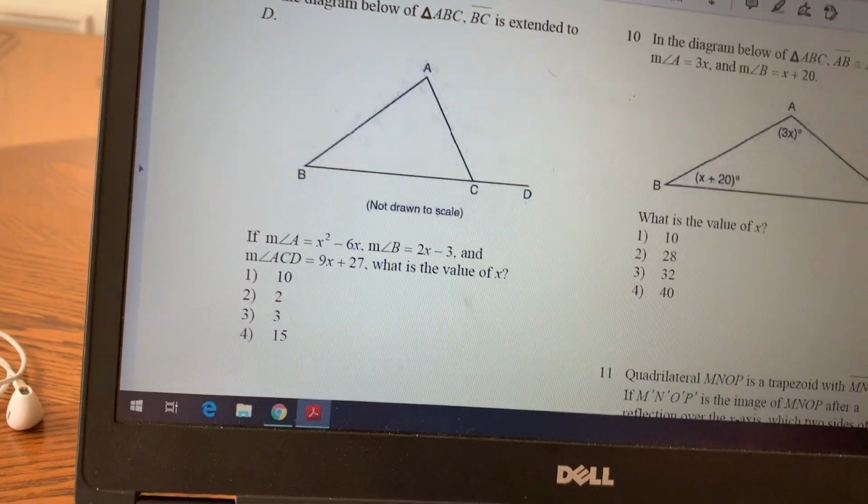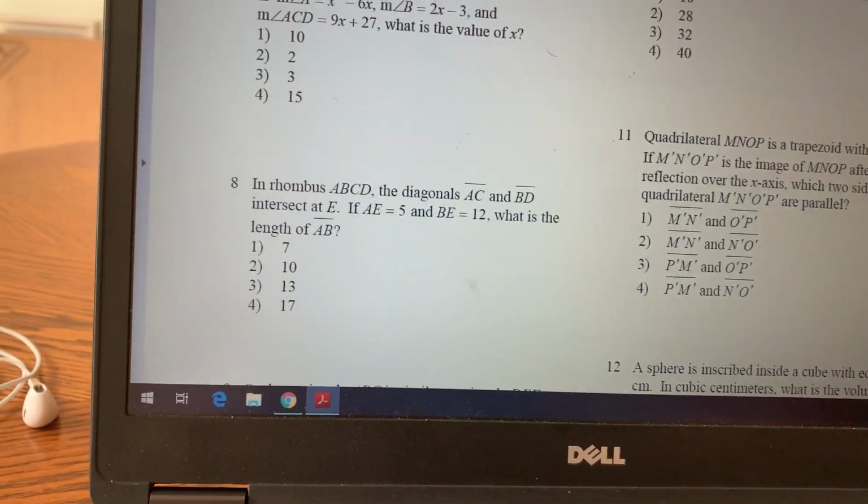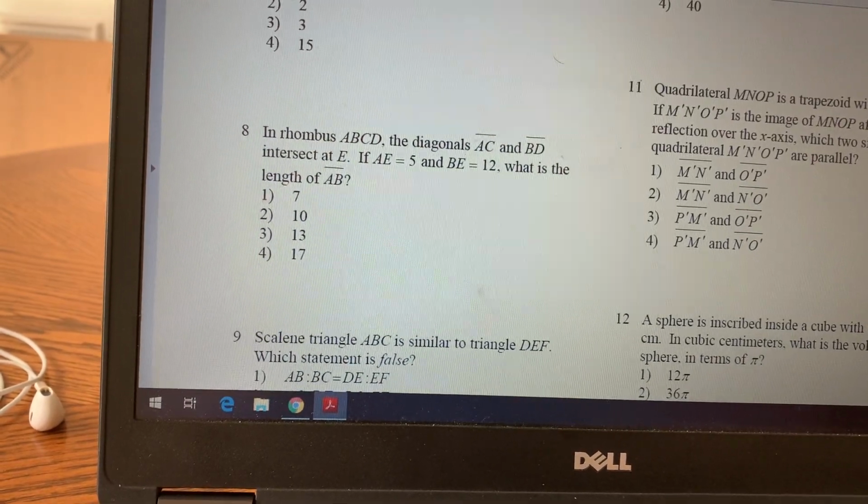So again, going back to the first 6 problems yesterday, you had a lot of answer choice 4s, a lot of answer choice Ds.